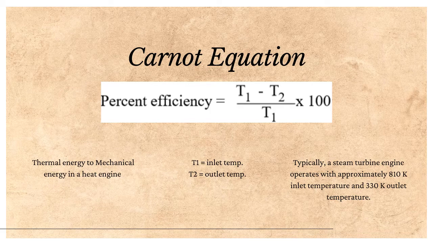Typically, a steam turbine engine operates with approximately 810 Kelvin inlet temperature and 330 outlet temperature. And after plugging these into the equation, the theoretical efficiency is around 59%. However, because it is not possible to maintain the incoming steam at the maximum temperature, and because mechanical energy losses occur, overall efficiency of conversion of thermal energy to mechanical energy in a modern steam power plant is approximately 47%.